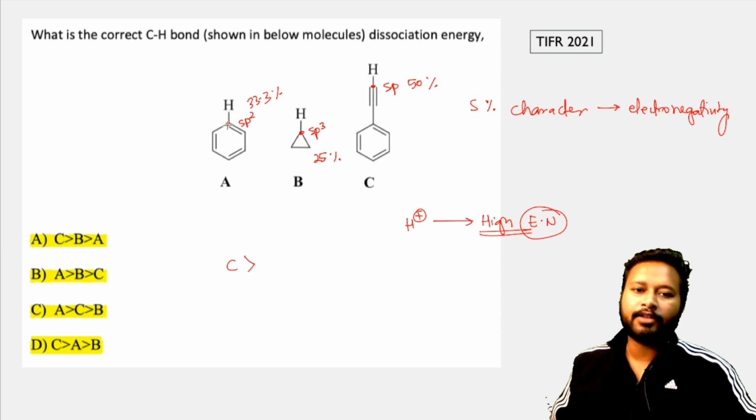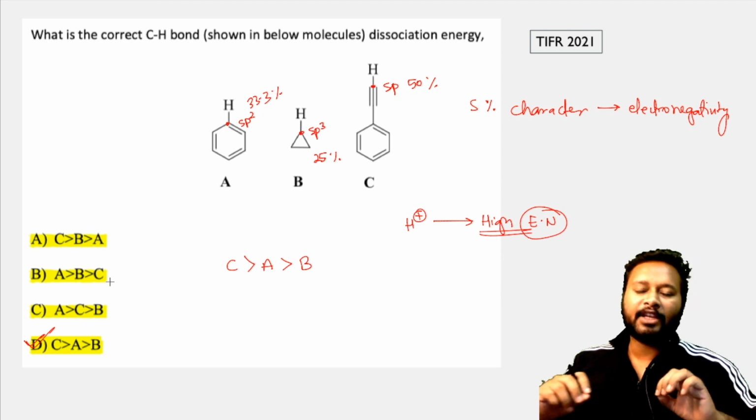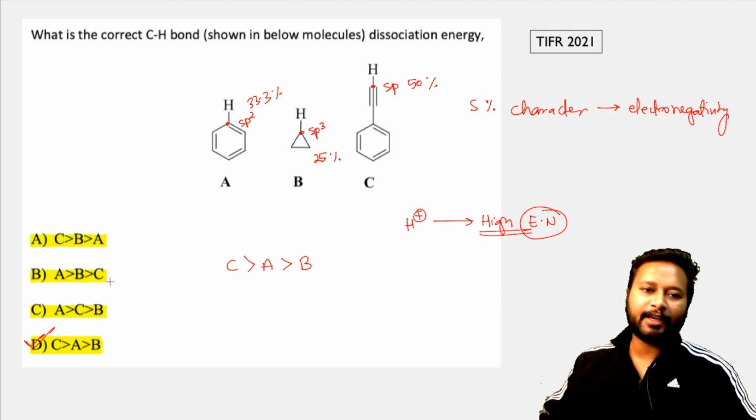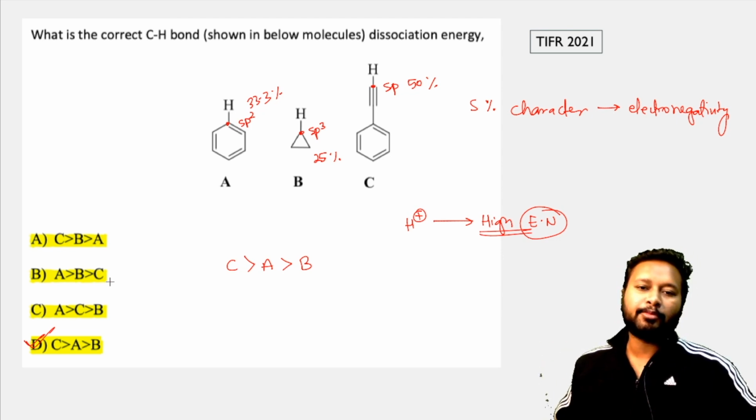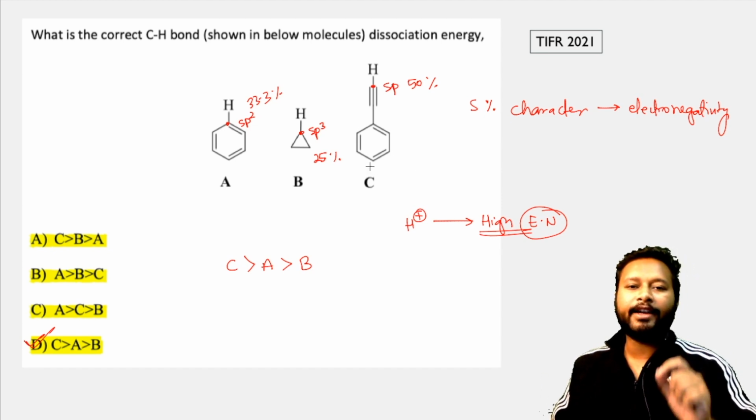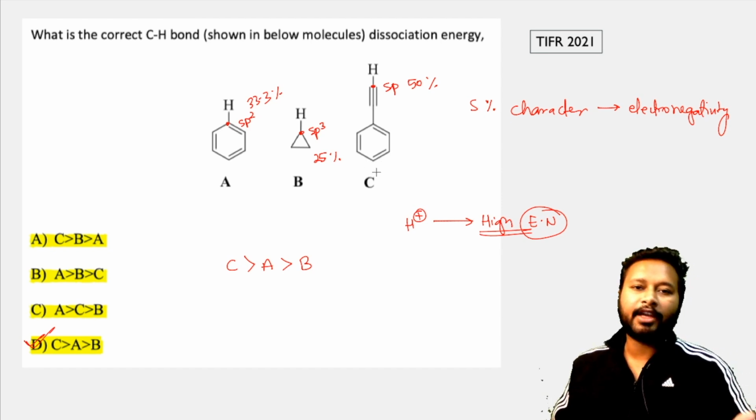Then obviously the next S character goes to A, so next will be A, and then comes B. So the correct answer for this is option number D. It is as simple as that. There are various shortcut tricks which organic chemists generally remember, based upon S character, but the idea behind it is the electronegative character which the carbon attains on increasing the S character. Alright, so that's what it is.